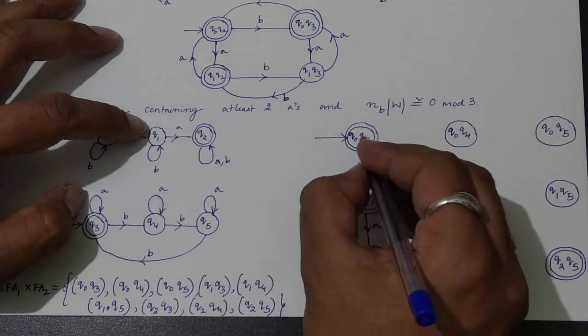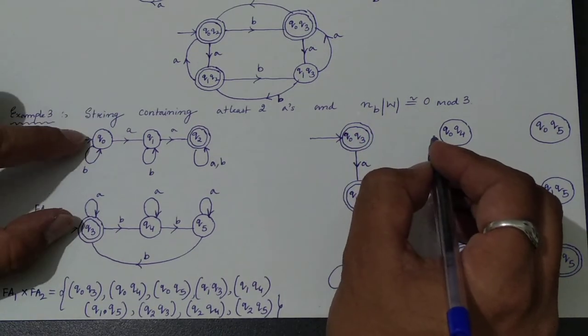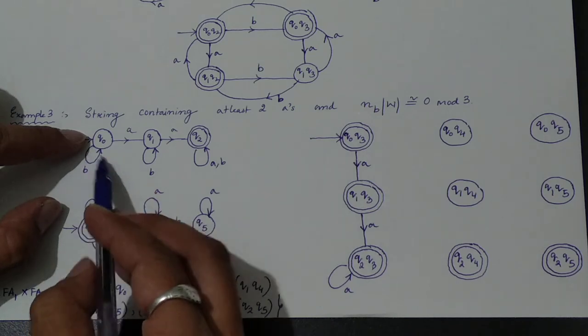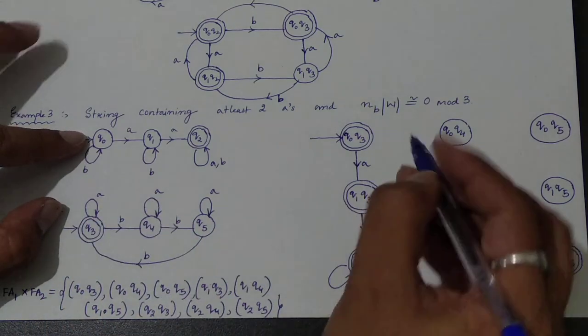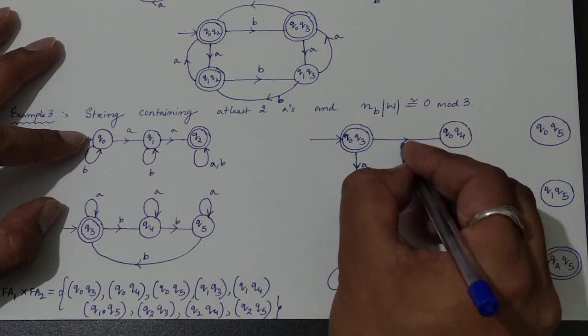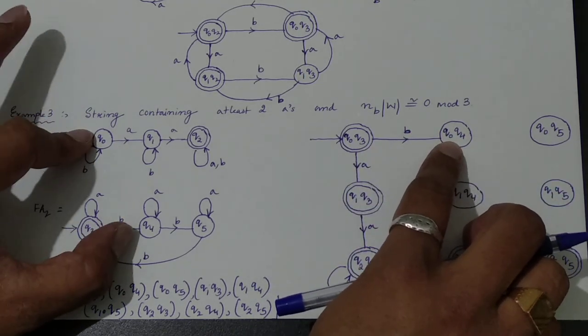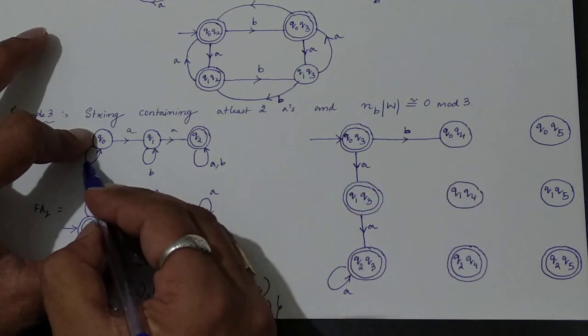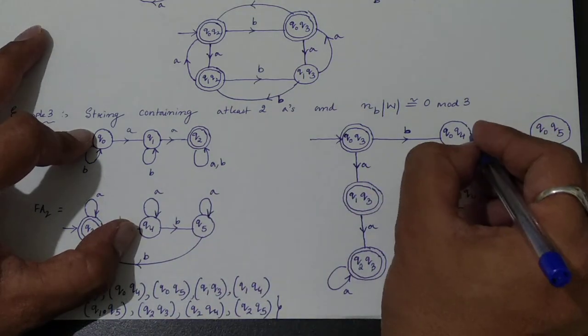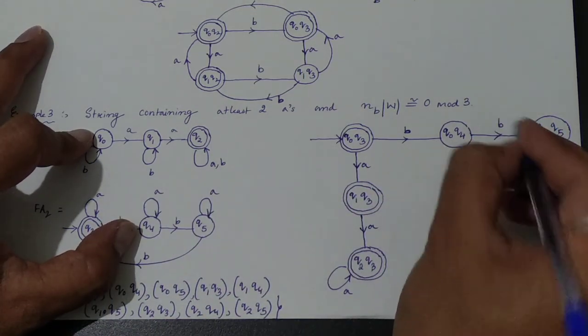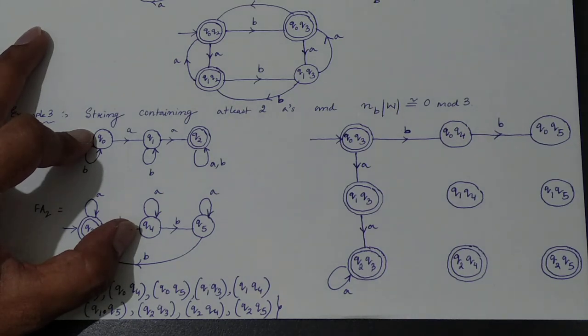Now Q0 and Q3 on seeing B is going to Q0 and Q4. So this will be your way. Then Q0 and Q4 on seeing B is going to Q0 and Q5. Clear? The same way it will repeat again and again with other states as well.